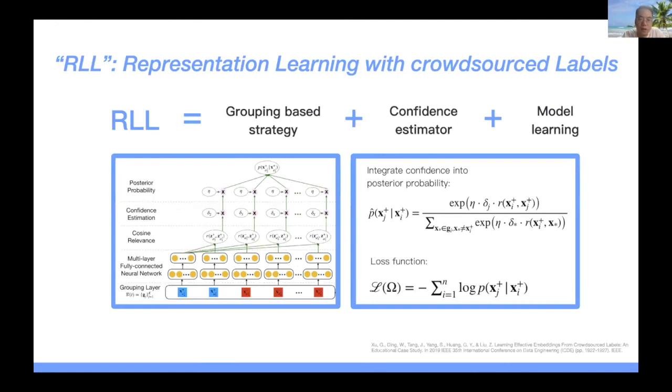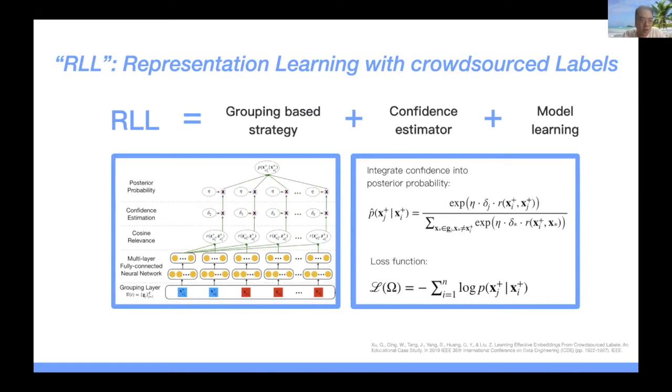Okay, now for RLL, we already have a large training data set and confidence score estimators. The third part is how we do model training. On the left side of this graph, we feed all the groups into a neural network to do nonlinear projections. Through projection, we can get their embedding in the latent space.